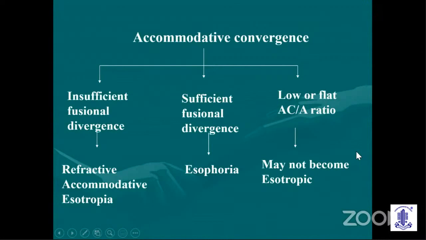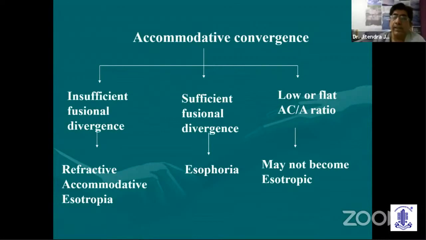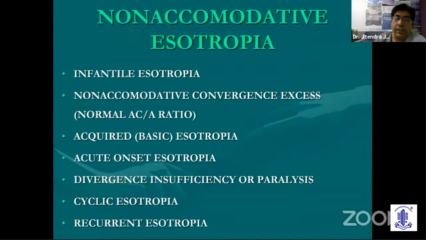Okay, so if there is sufficient fusional divergence, the accommodative convergence is nullified and the patient will have esophoria. We will see that these particular esophoria patients may get converted into esotropia. We will see one of the patients, and if there is a low or flat AC/BI ratio, the patient may not even become an esotropic patient. This was regarding the accommodative esotropia.